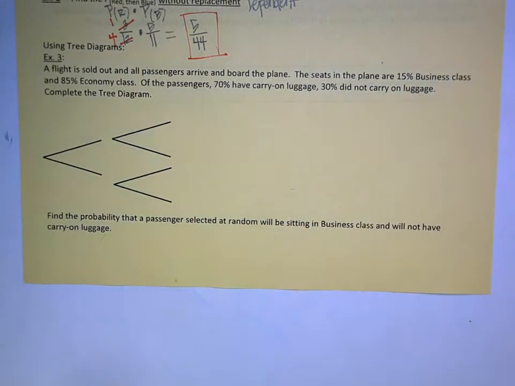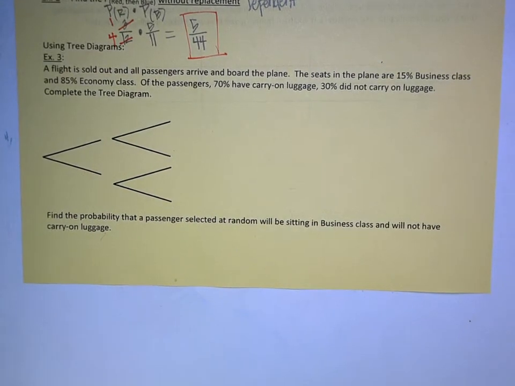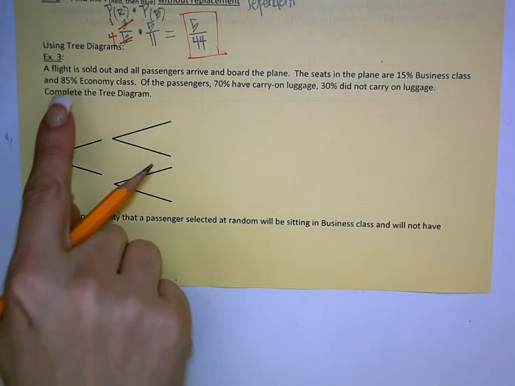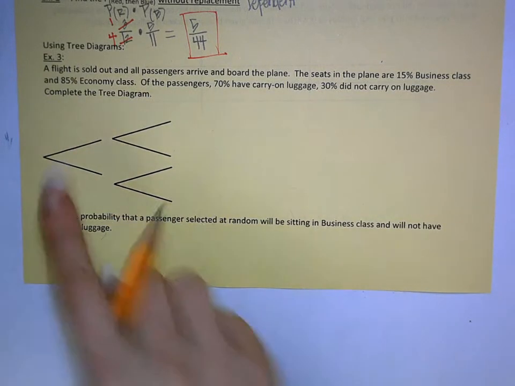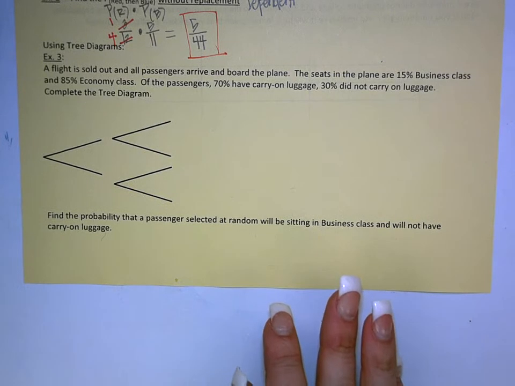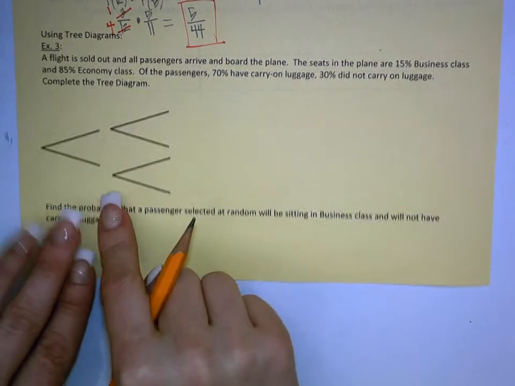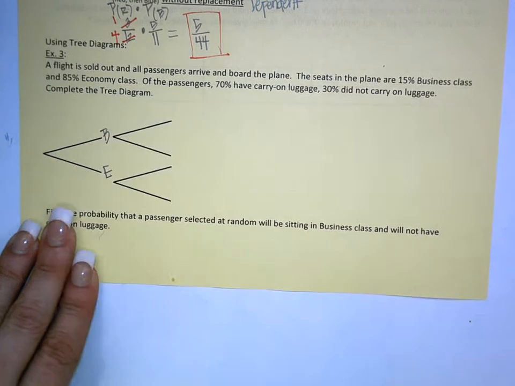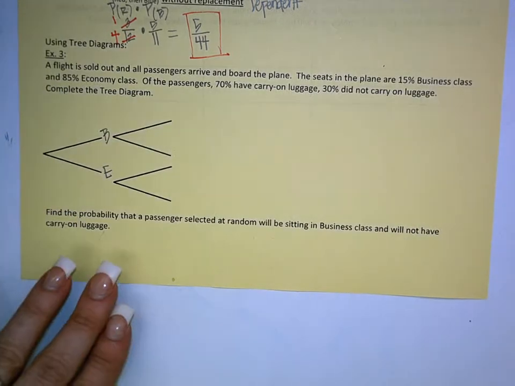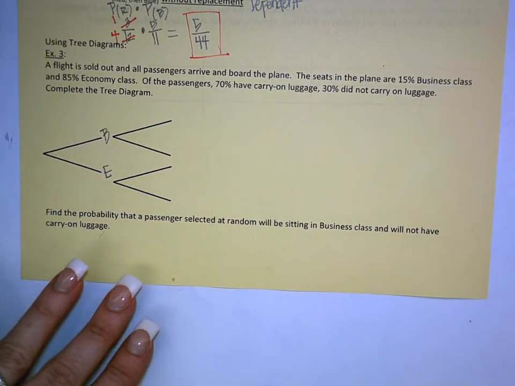So it says a flight is sold out. All passengers arrive and board the plane. No empty seats. The seats in the plane are 15% business class, which is just a fancy way of saying first class, and 85% economy, which is just coach, basically. So people get on the plane. You are going to draw in this tree diagram. They either go to business or economy class. Business class or economy class. So first class or their coach.